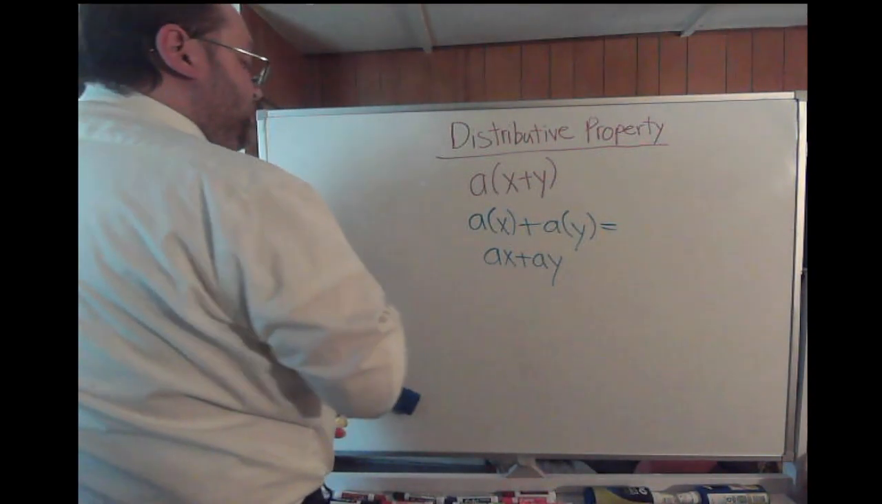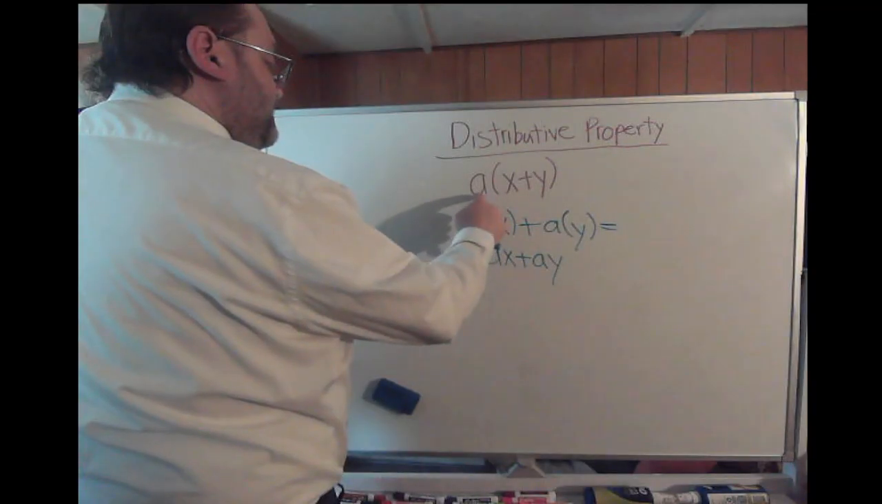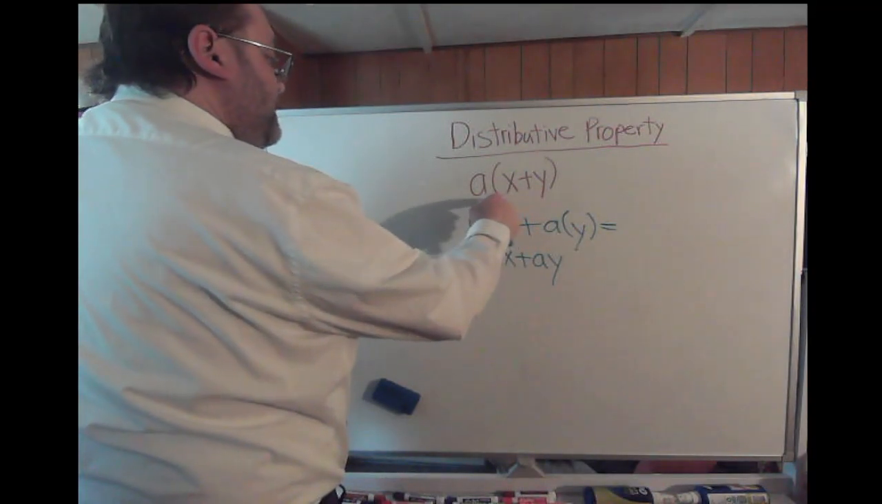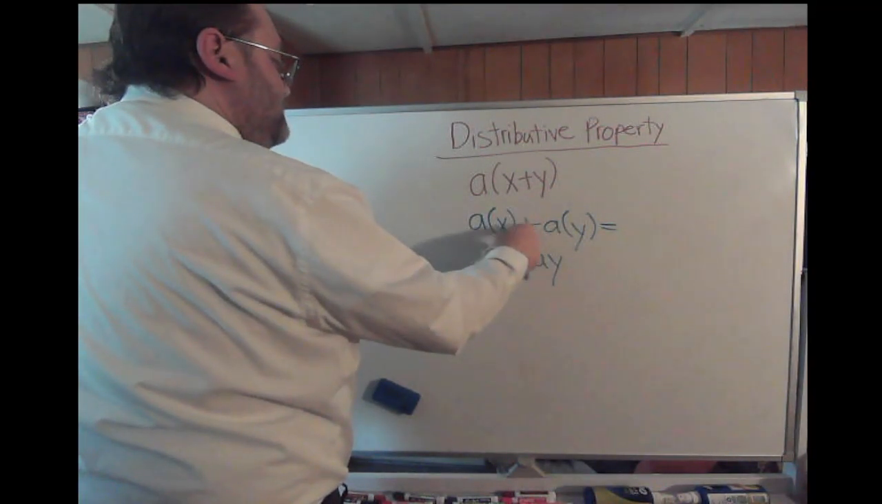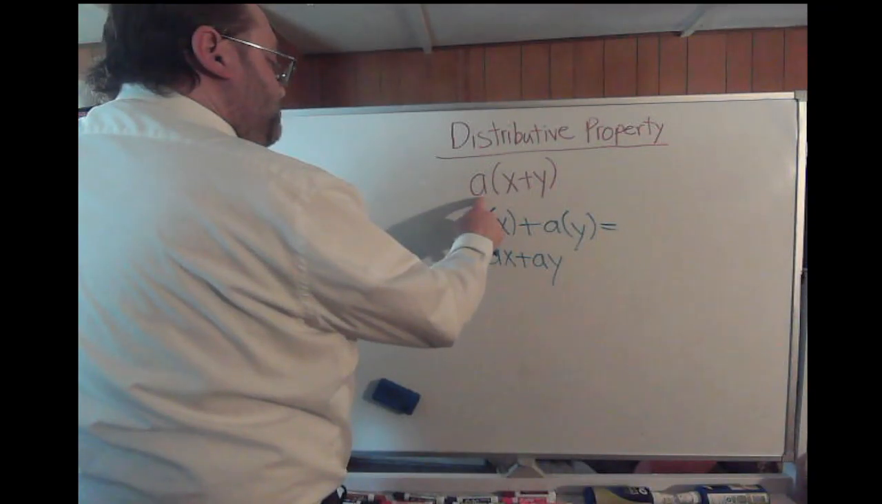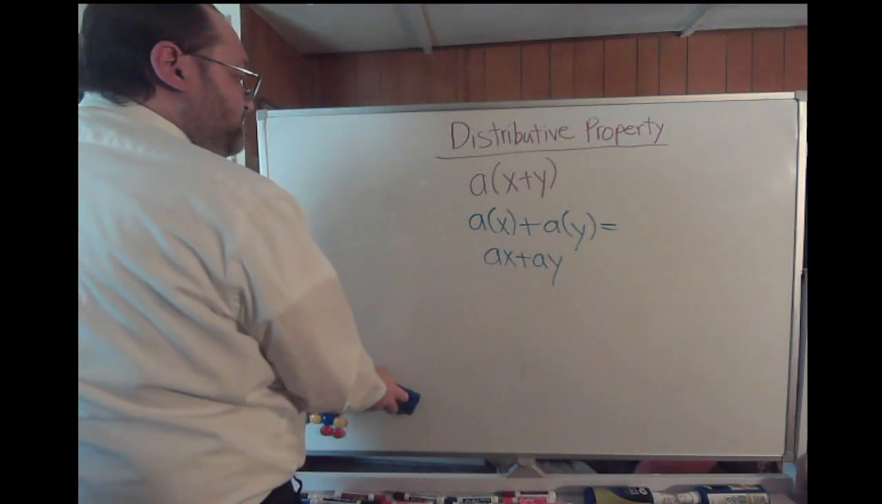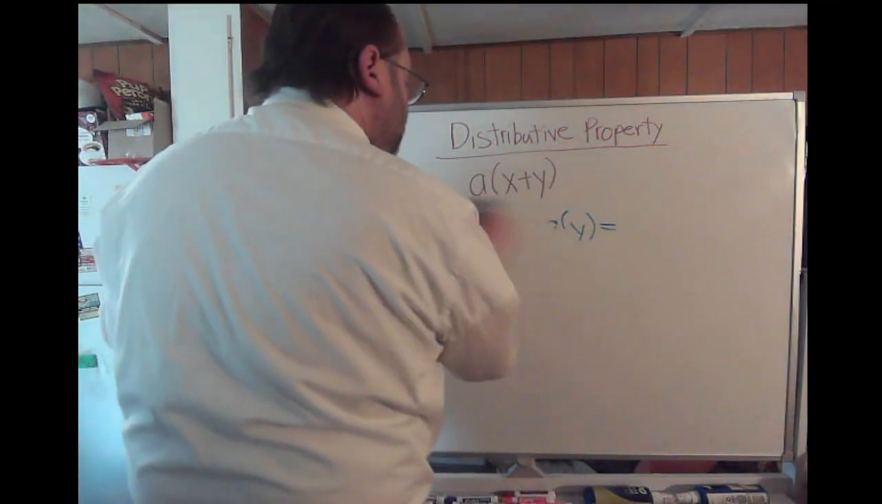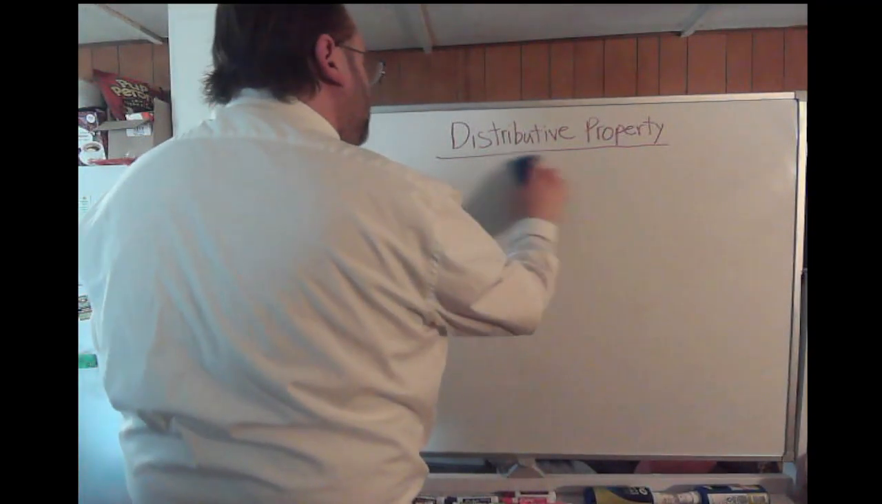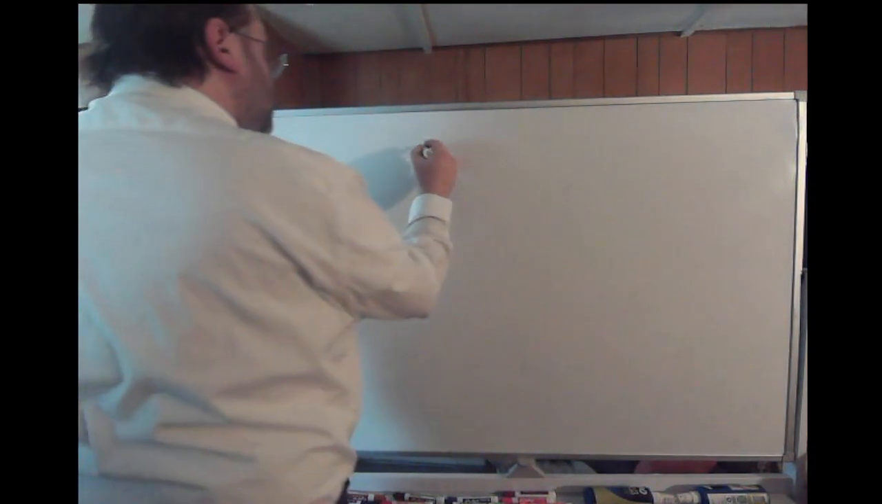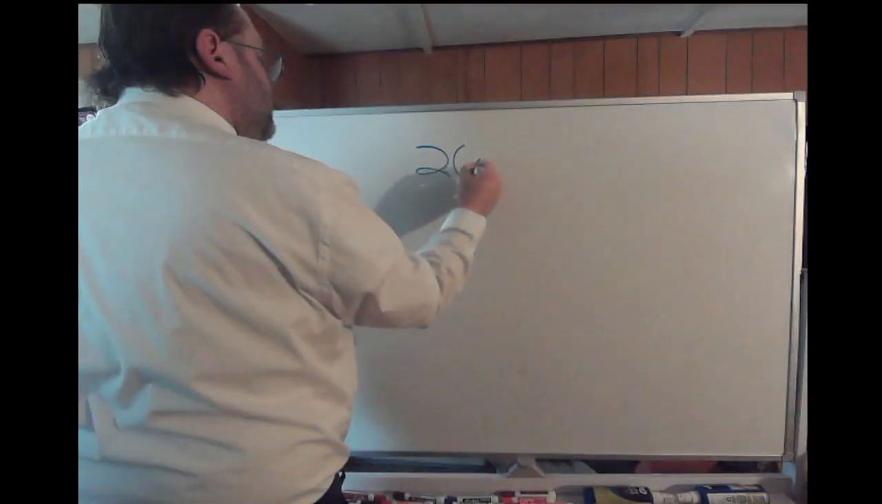So you take the number that's outside the parentheses, multiply it by the first term, then you add the number outside the parentheses times the second term, and then you'll get your final result. So let's do some examples here. Say we have 2 times x plus 3.